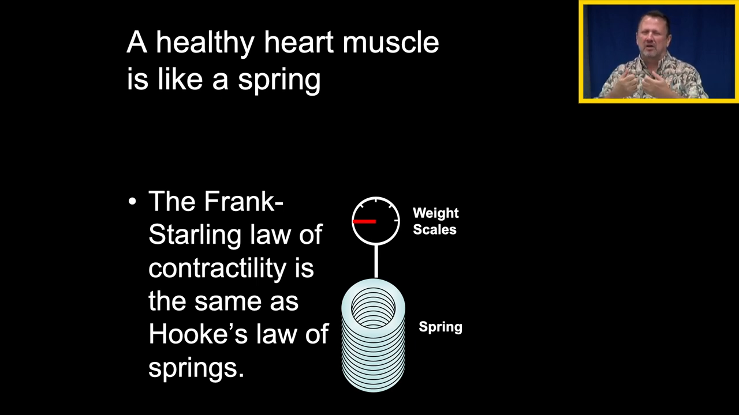And that's Hooke's Law. The more force you deliver into the spring, the more the spring is going to return force in the other direction. So you pull one way, the spring's pulling the other way. This is obvious for those who've ever had anything to do with springs. Well, the same law applies to heart muscles, and that's called the Frank-Starling Law of Contractility. The more we stretch, the more force is returned.